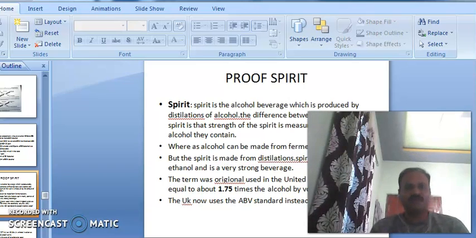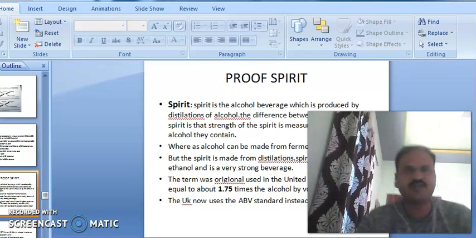Then proof spirit. Today we discuss proof spirit. Spirit is an alcoholic beverage which is produced by the distillation of alcohol. The difference between alcohol and spirit is that the strength of the spirit is measured by the amount of alcohol they contain.